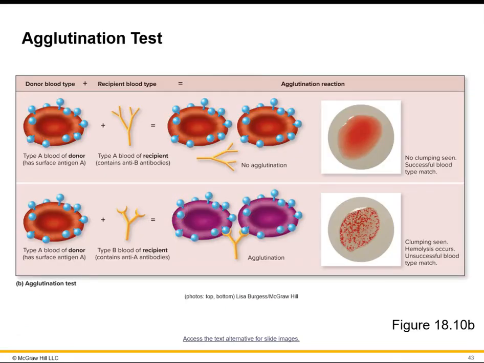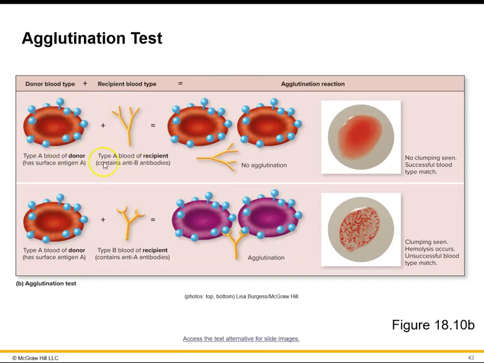All right, here's the agglutination test. You can take a little bit of blood from the donor and a little bit of blood from the recipient and mix them together, and then look and see if they clump, and that's called an agglutination reaction. So here we start with type A blood of the donor.